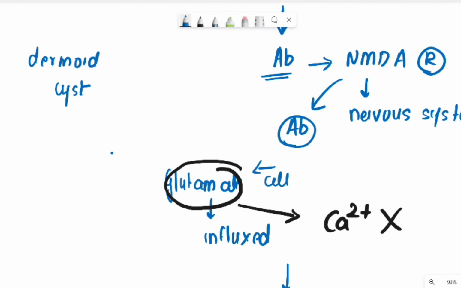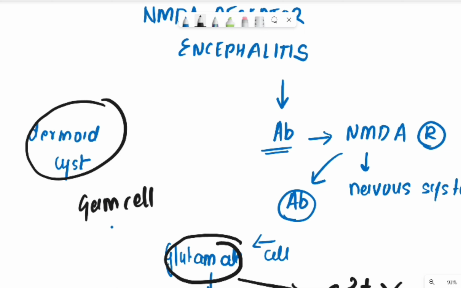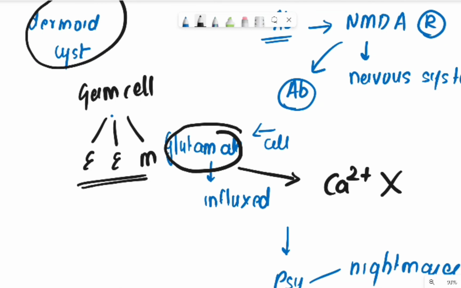Now, how is a dermoid cyst related to all of this? As we all know, the dermoid cyst is a germ cell tumor, and it derives all its cells or tissues mainly from the ectoderm, the endoderm, and the mesoderm. All three components have various tissues or cells in the dermoid cyst. Now, one of the ectodermal components which can be present in a dermoid cyst is the neural tissue. And because it is a germ cell tumor, this neural tissue which is available here will be a primitive one.